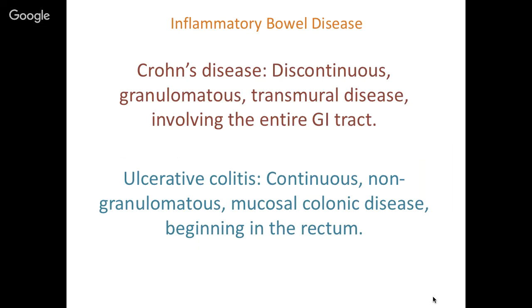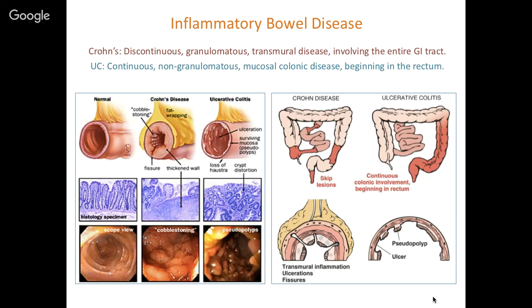Granulomatous, so it has granulomas, which are just a collection of epithelioid histiocytes. It's a pathological sign that's seen in a lot of inflammatory diseases. Transmural, so it passes through the muscle layer, it goes right down to the depth of the bowel, and it involves the entire GIT from the mouth to the anus. UC is pretty much the reverse. So really important definitions to get down.